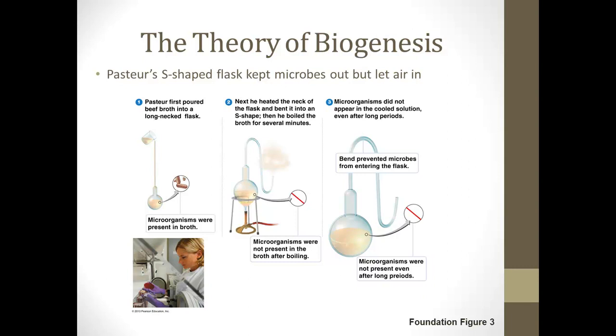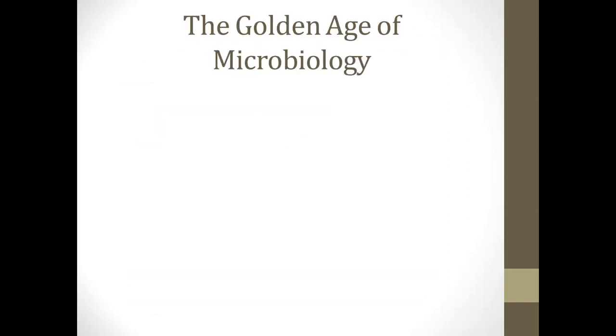Now, what if I came and I tilted this flask and the broth came in contact with some of the S shape? Then of course I now have presented it to these microorganisms, so things will grow. But when he did this experiment, nothing grew. He let the air in, and he also had the flask wide open to everybody to have access to see that there was nothing growing. So this was the experiment that disproved spontaneous generation.